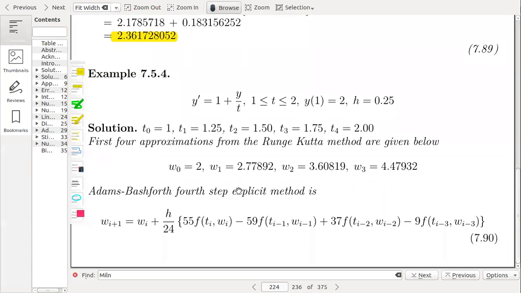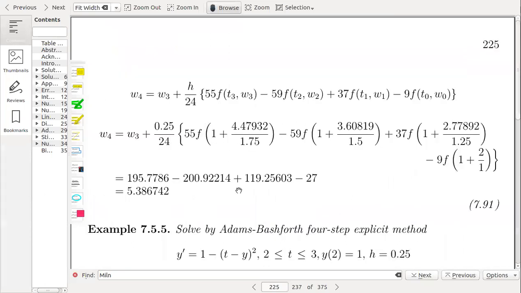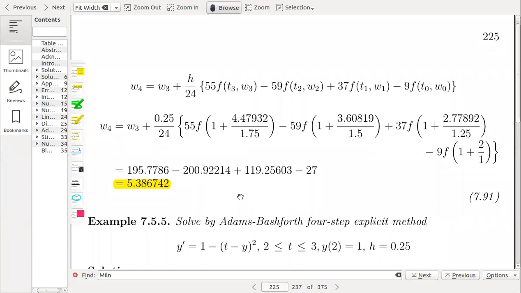Similarly, in the next example, the step size is 0.25, so t0 equals 1. Here if we calculate again, w(i+1) is equal to wi plus h by 2. So we will obtain the value 5.3872.